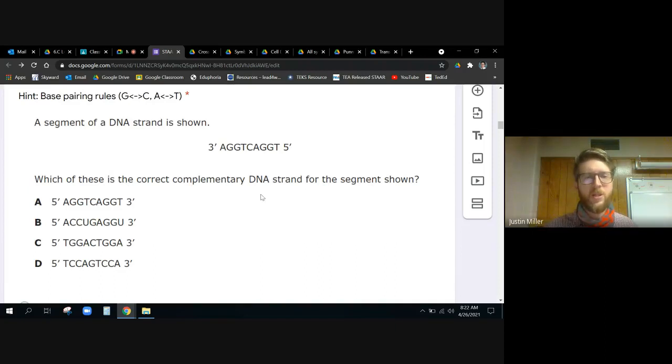So if the question is, what is the complementary DNA strand for this segment, what would A pair with? What would G pair with? What would G pair with? You can just look at those first three and see what those first three pair with, and there's only one answer choice that starts with the correct first three bases. Correct.